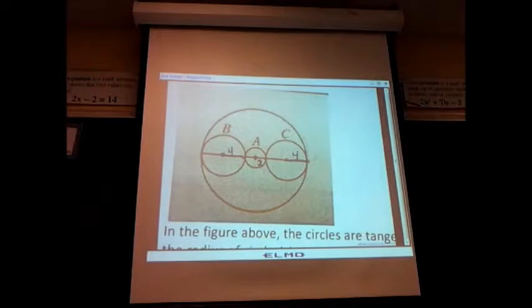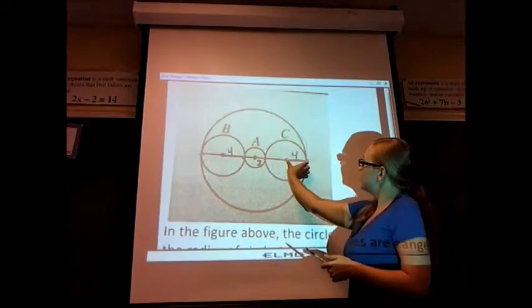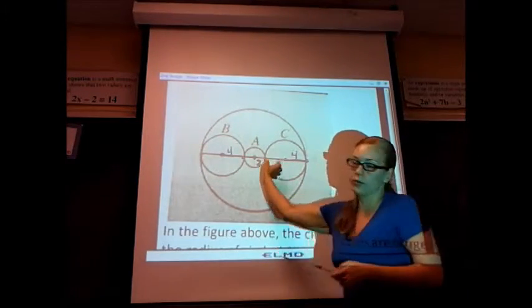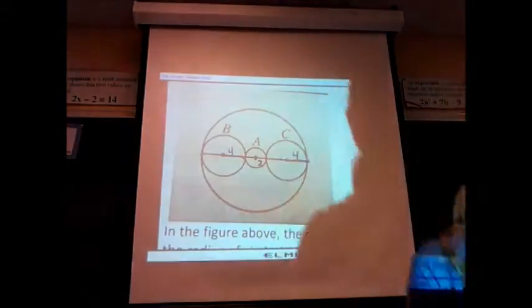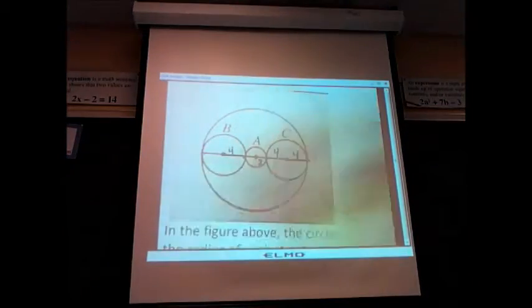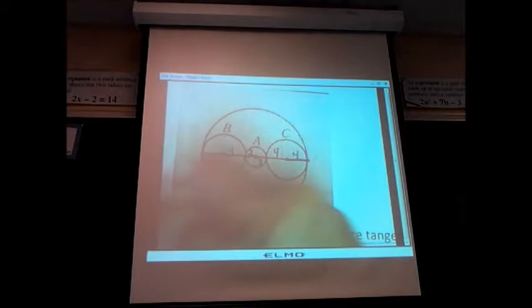For myself, I'm going to label the rest of my picture. If I know that this half is 4, then I also know that this half is 4. So I'm going to label that. Same thing with circle A. If I know that this half is 2, this half is also 2. So I'm going to label that. This is 4, so this is 4.